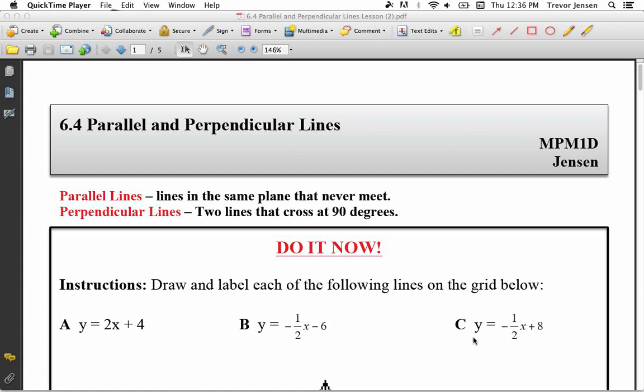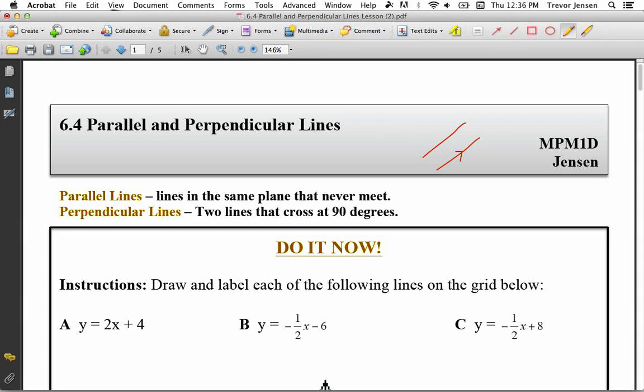But if you graph two lines and those two lines intersect at a 90-degree angle, then we say those lines are perpendicular. So, for example, parallel lines, two lines that when you graph them, they will never meet. Okay, like those two lines. Perpendicular lines are lines that intersect at a 90-degree angle.